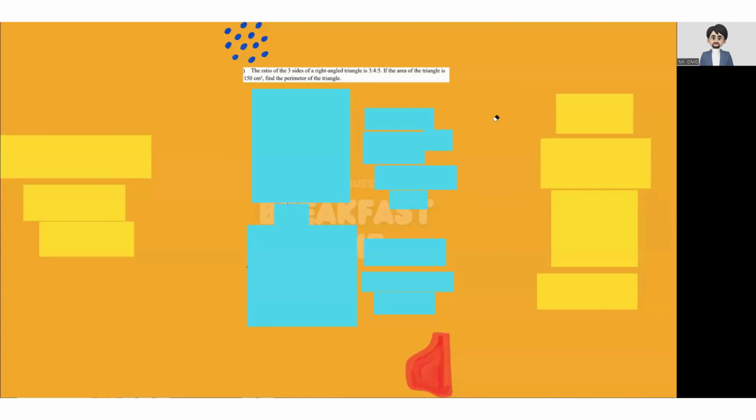The ratio of the three sides of a right angle triangle is 3 to 4 to 5. If the area of the triangle is 150 centimeters squared, find the perimeter of the triangle. Okay. The objective now is to find the perimeter of the triangle. What triangle is that? This triangle.